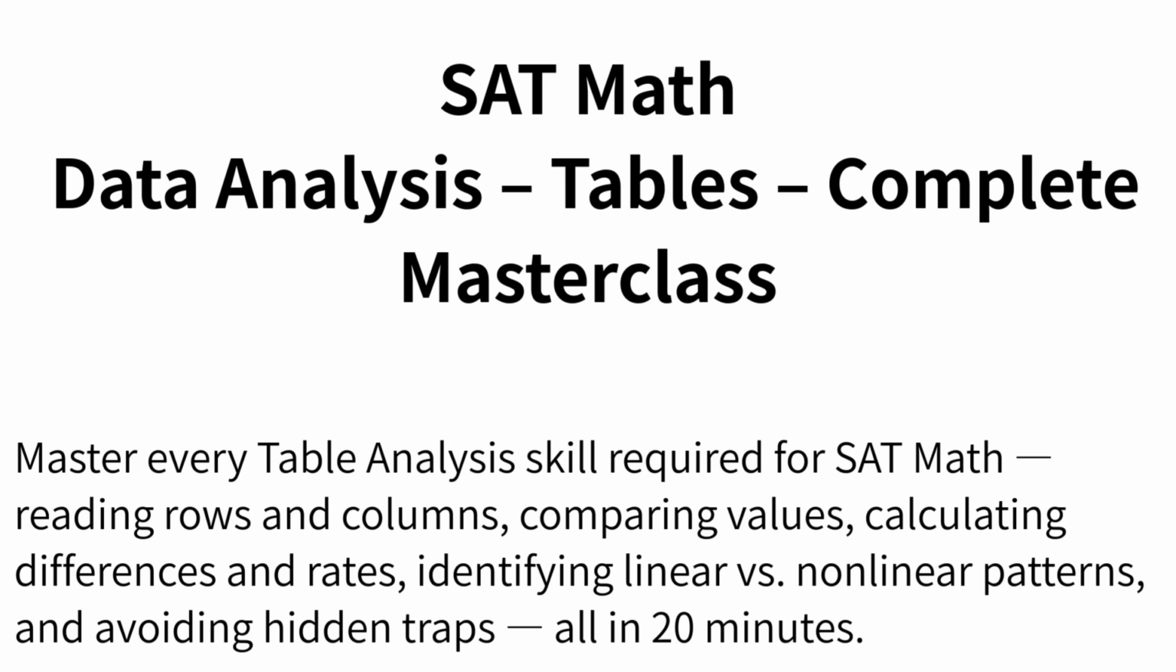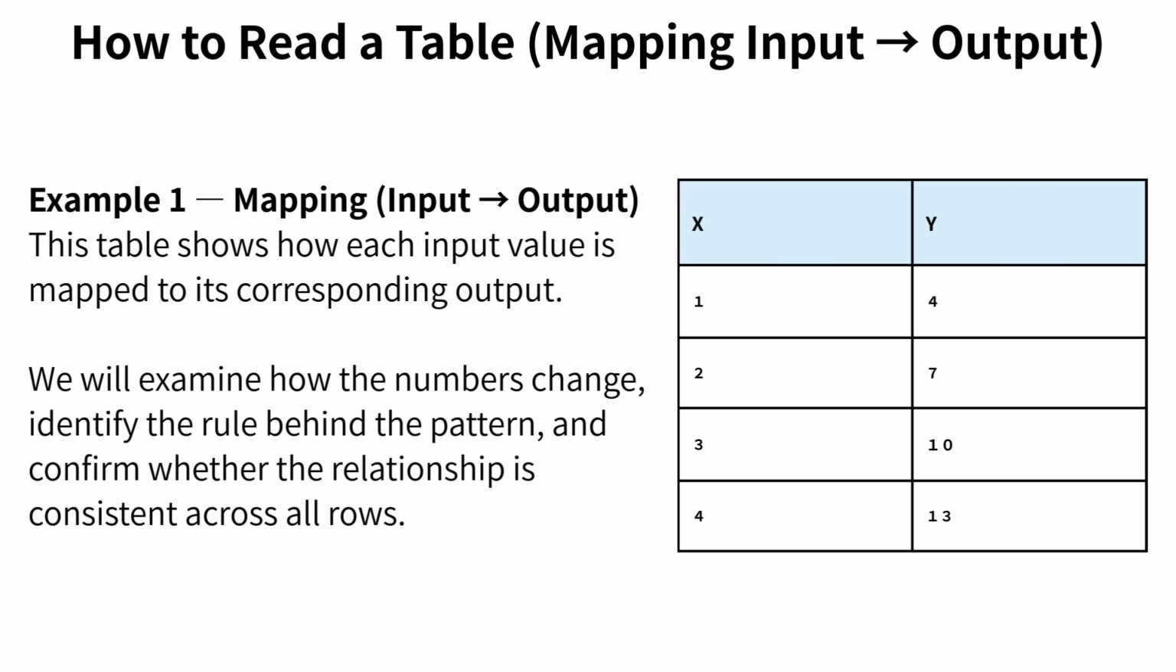Ask yourself, does the output increase by a constant amount each time? Does it stay the same? Does it change in a predictable way? If the difference between outputs is constant, the rule is likely linear. If the changes grow or shrink in a non-constant way, the rule may be nonlinear. In this example, we will analyze how the outputs change and identify the exact relationship that maps each input to each output. Understanding how to read these tables is the foundation for all later SAT questions involving patterns, equations, and modeling. Once you learn to recognize the rule quickly, these problems become some of the easiest points on the test.